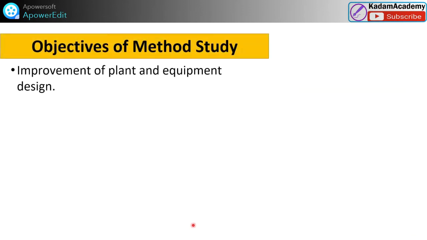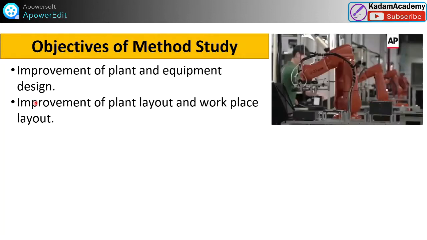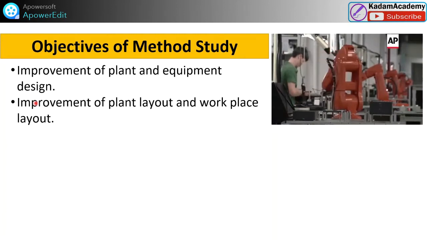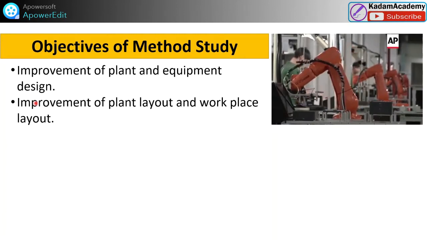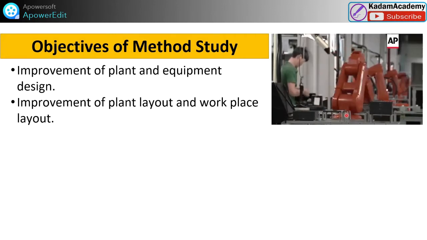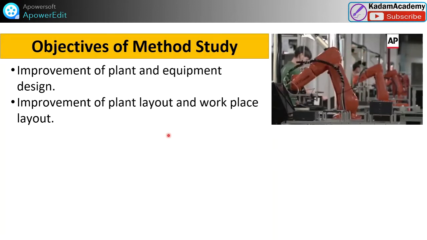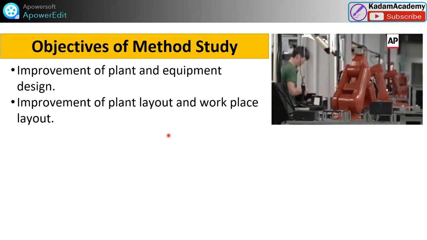So friends, two more objectives we'll study. The objectives are: improvement of plant and equipment design. Whatever plants and equipment we are using in the industry, the workplace layout also we have to improve according to the new modifications in industry. Whatever we introduce in industry, such as robotics, must improve the workplace so that we can increase the productivity.